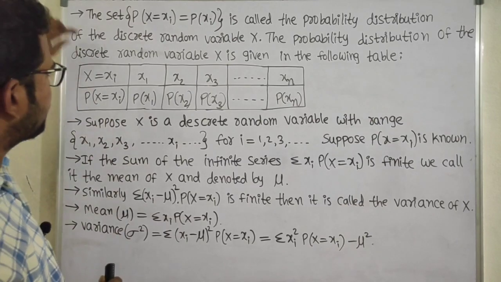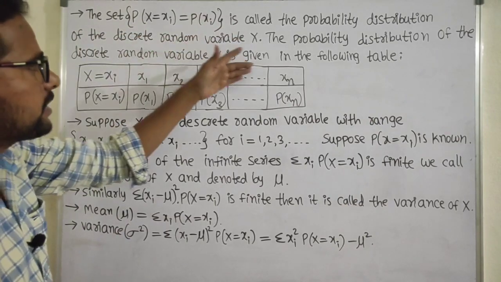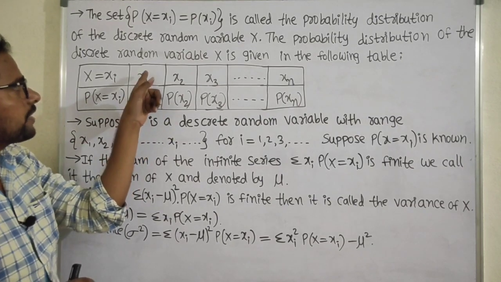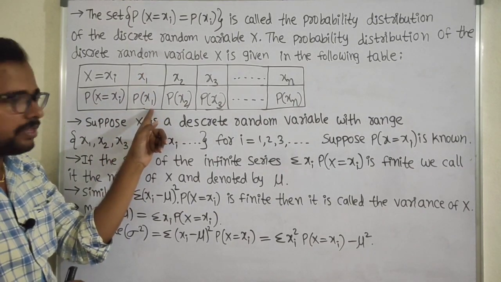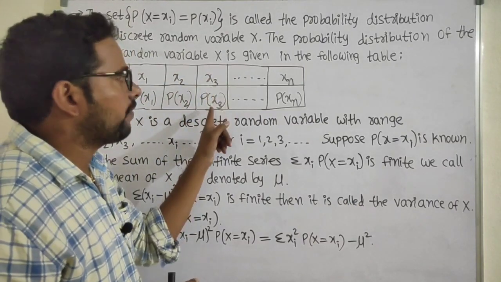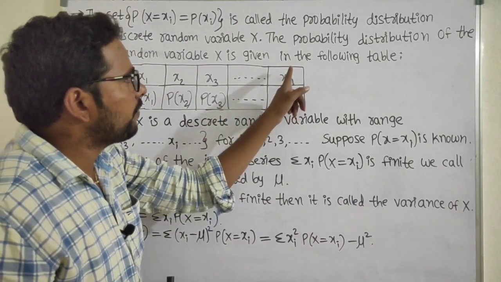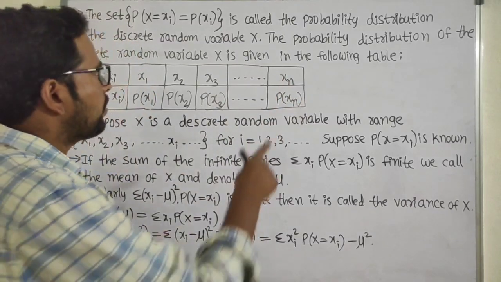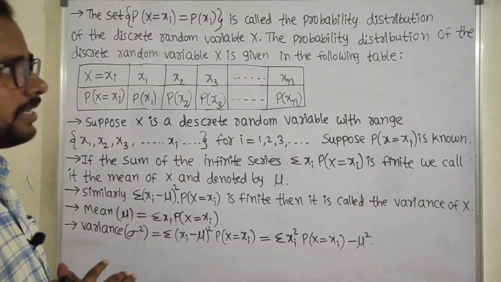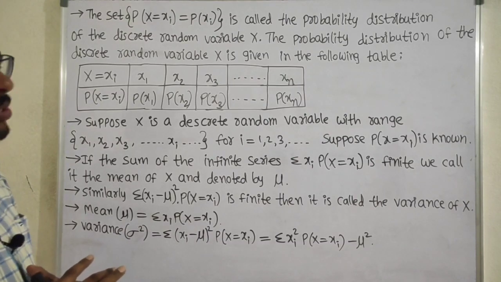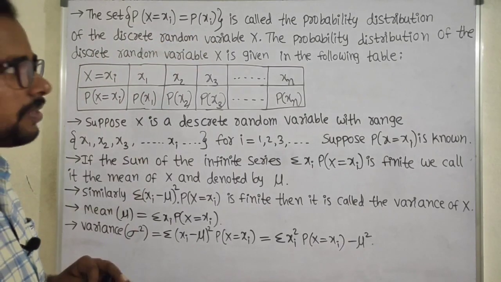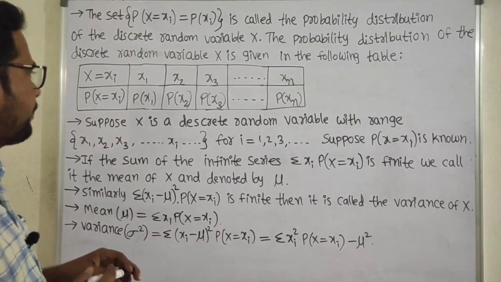In any experiment, x1, x2, x3, x4 are outcomes. So these are probabilities. So the probability of x1 is p of x1. The probability of x2 is p of x2. The probability of x3 is p of x3, and so on. The probability of xn is p of xn. This is called the distribution of the discrete random variable x.